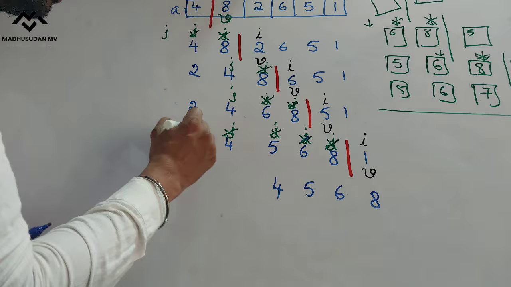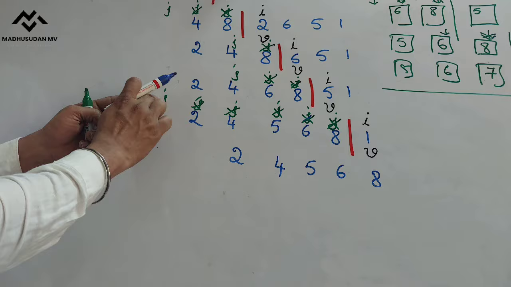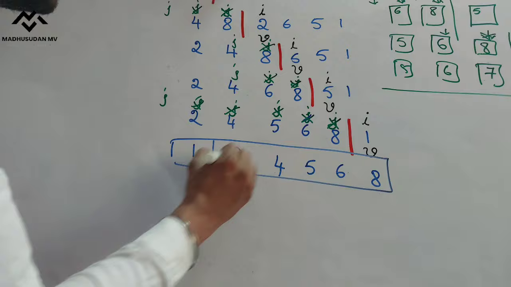Now again, the jth element is greater than the value, true. In front of j, keep the jth element, 2. Then decrement j. So all the elements are over. Now just keep the value in front of j. The value is 1. If j is what? One minus 1, that is 0. In the 0 position, I am keeping this one. Thus, the array is sorted. This is how insertion sort works.